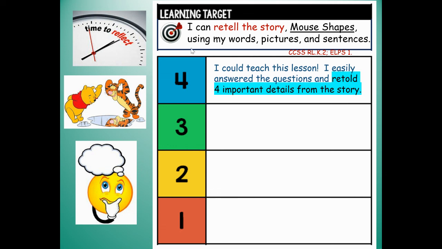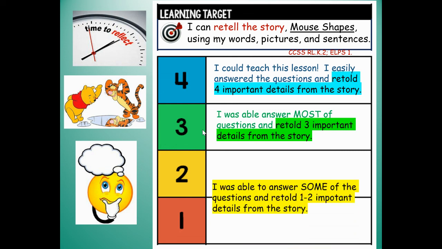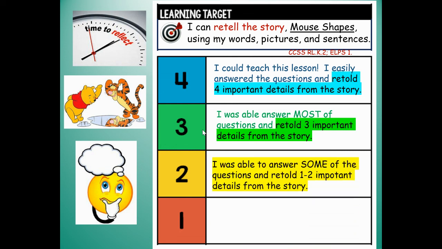Or would you give yourself a 3? 3 means I was able to answer most of the questions and retold 3 important details from the story. Or would you give yourself a 2? I was able to answer some of the questions and retold 1 to 2 important details. Or would you give yourself a 1? I was not able to answer the questions and I did not retell the story.